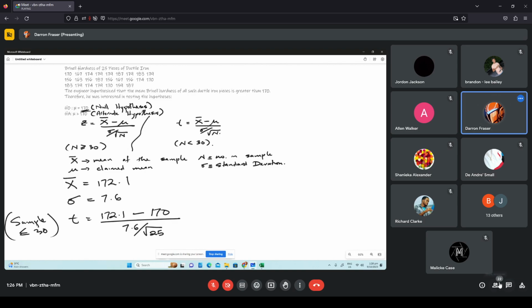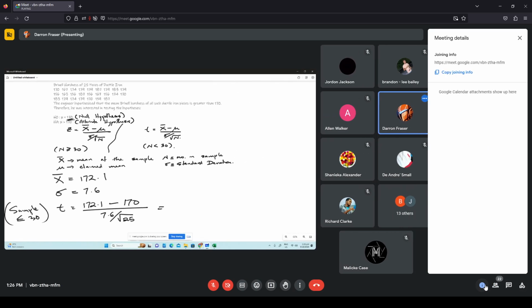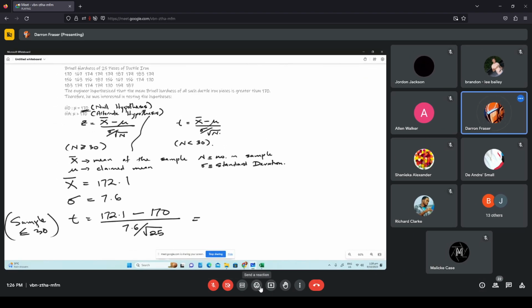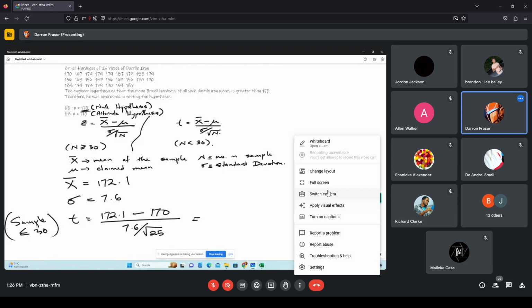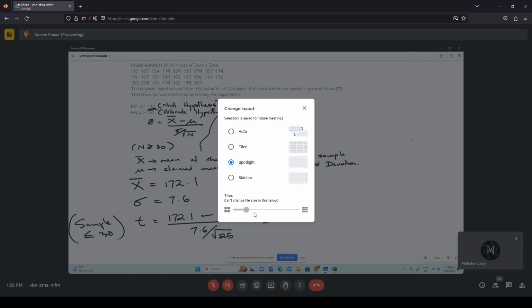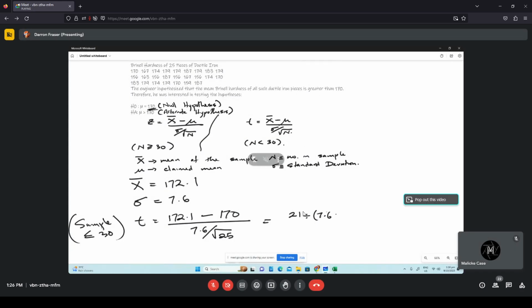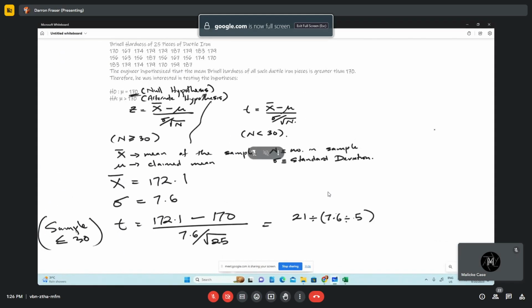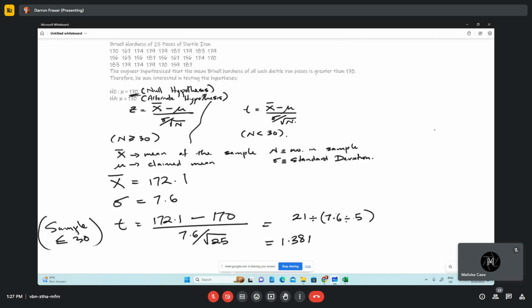So when we put that in the calculator, we get 2.1 divided by 7.6 divided by 5. You get 1.381. All right.